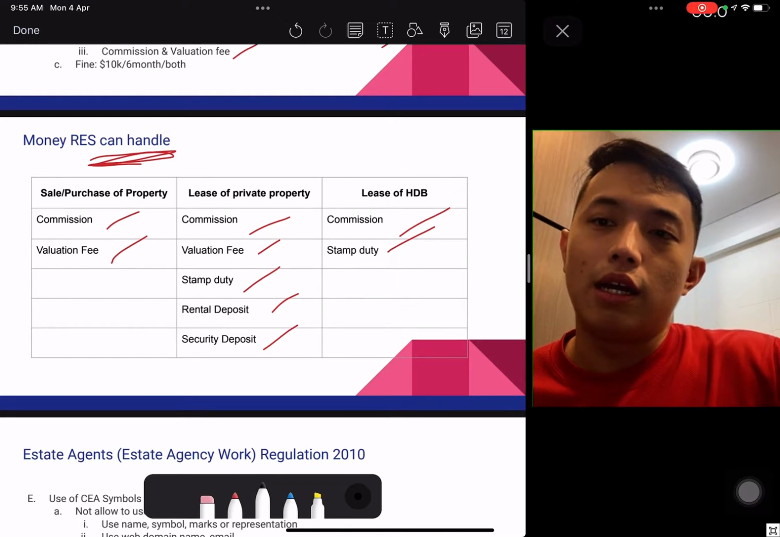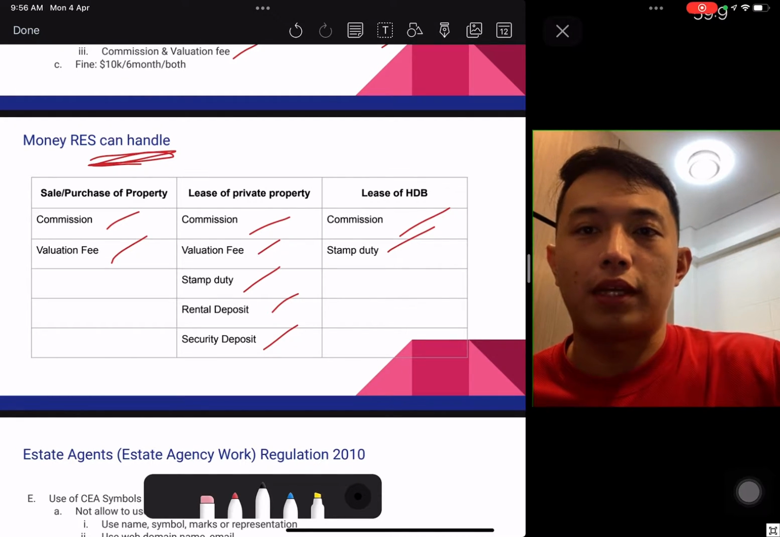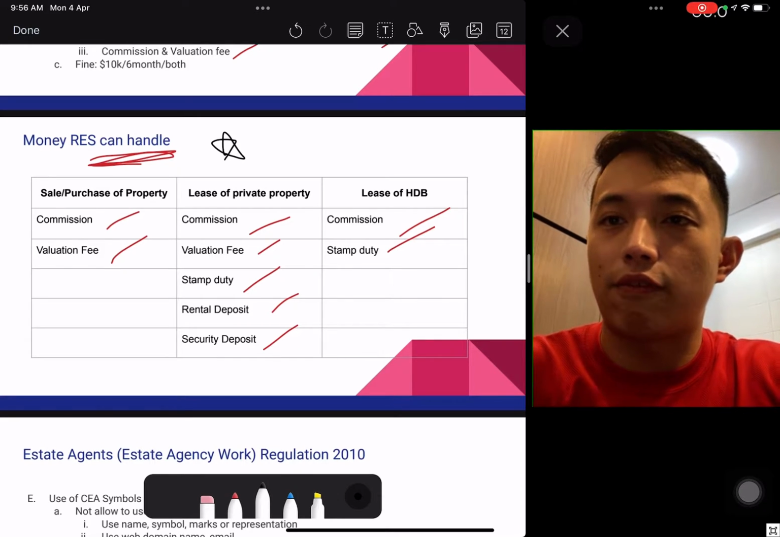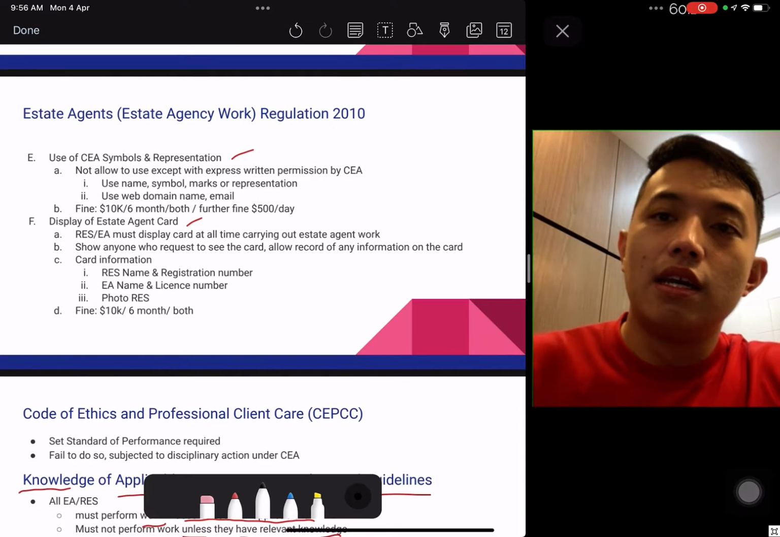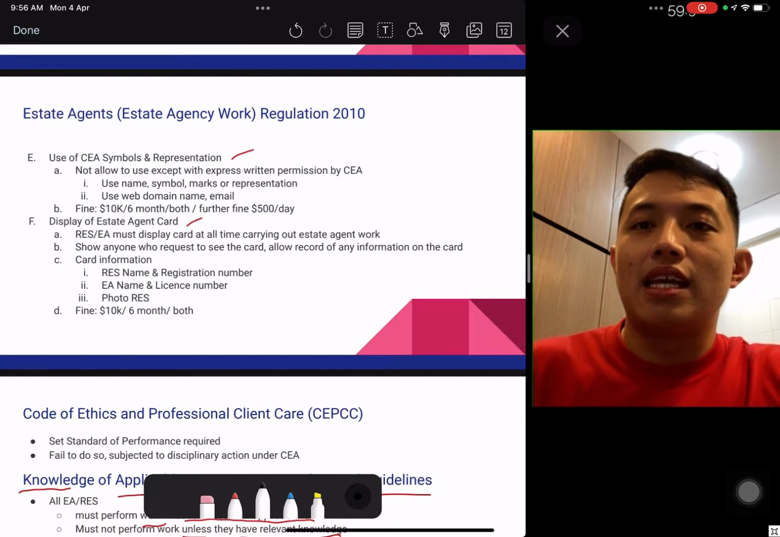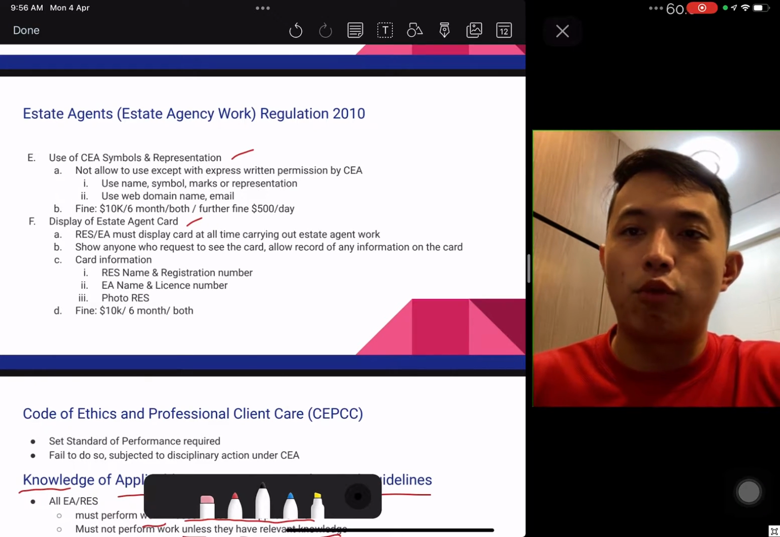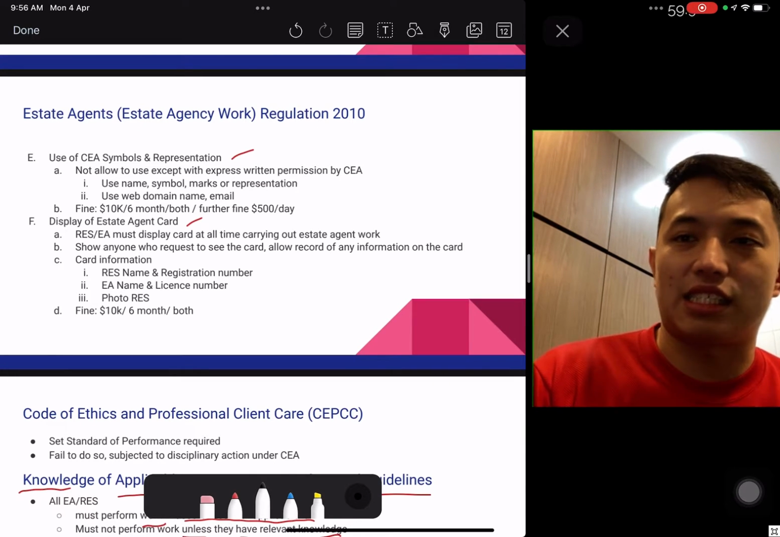So rental deposit and security deposit for lease of private property. Guys, this table you must remember, this is tested for sure. Okay, E. So any use of CEA symbols or representation, do not use any logos, name, or web domain that is related to it. It's also the same fine, 10,000, 6 months.